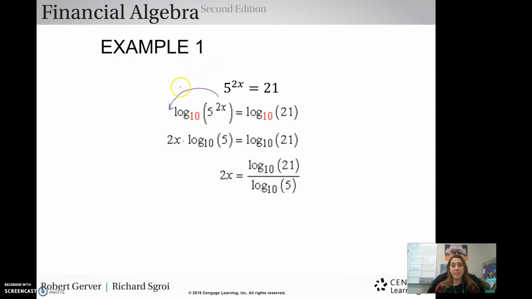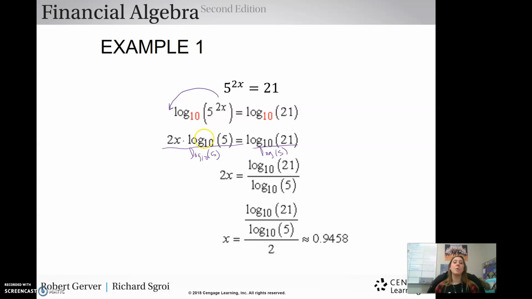Then I'm going to solve it. I need to get this 2x by itself, so I'm going to divide both sides by log base 10 of 5. If I do that to one side, I need to do it to the other, and that's where I got here. Whoops, my line didn't show up. Log base 10 of 5 on both sides. I don't really need to write the base 10. Okay, and then the next step is I've got to get that x by itself, so I'm going to divide both sides by 2.